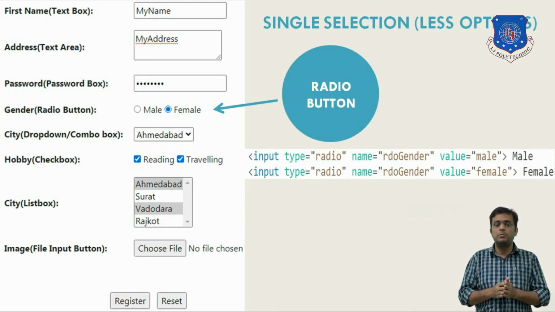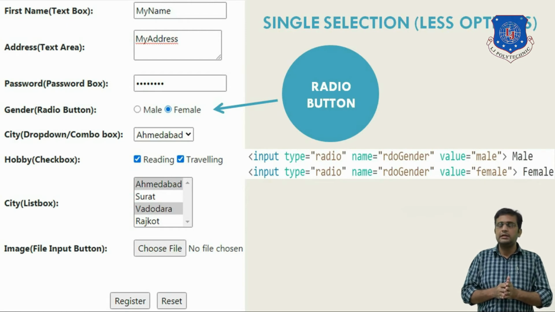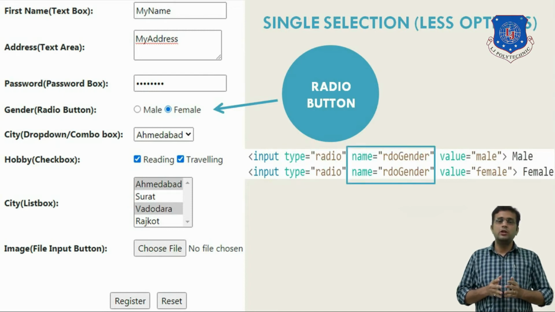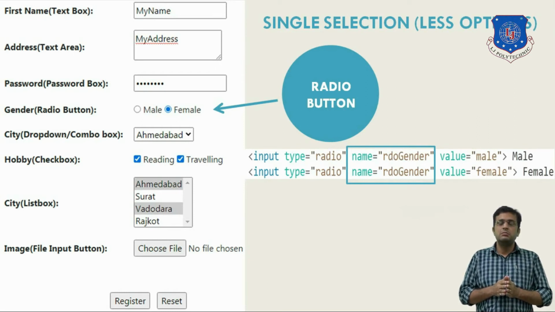There are three important properties that need to be specified in a radio button. First property is the type property. We are using the same input tag for radio button, so we differentiate it by mentioning the type property as radio. The second property is the name property. You can observe that both the radio buttons have the same name property because both are from the same group. So the rule is that when you want to create multiple radio buttons for the same group, you have to set the same name property for all.